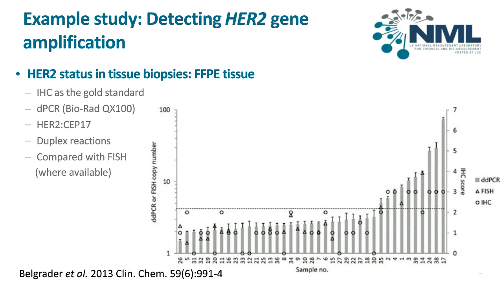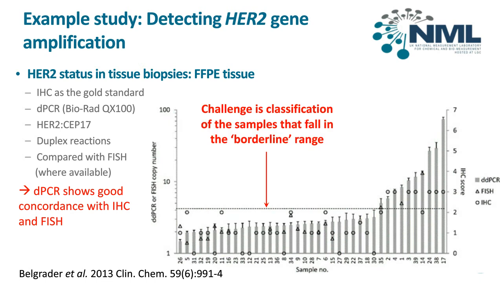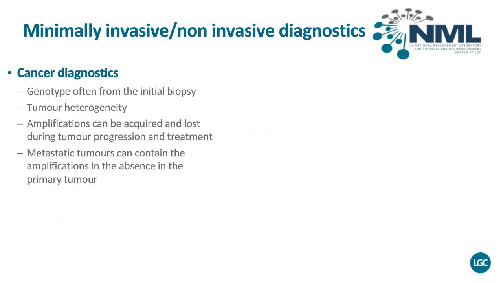And what you can see is that digital PCR showed good concordance with immunohistochemistry. There isn't FISH data for every single one of these samples. But the challenge was in the classification of those samples that fall in the borderline range. So the threshold that they have across here is the upper limit of that borderline, so it's sitting at about 2.2. So this was a nice proof of principle that digital PCR could measure as well as immunohistochemistry or FISH.